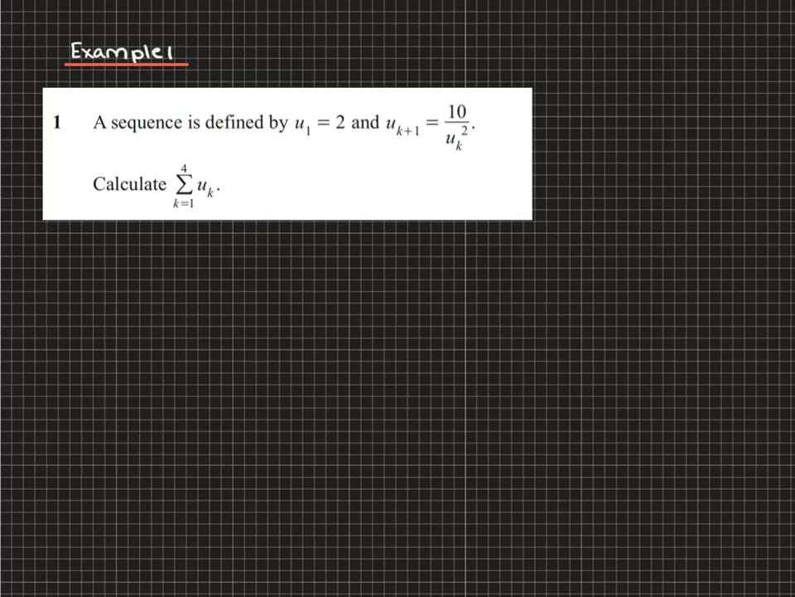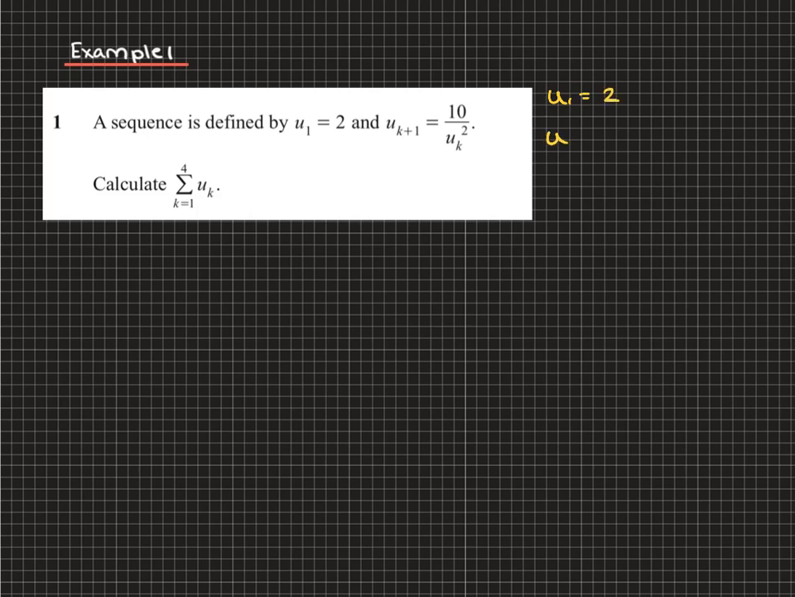So we're going to finish off by having a look at a few examples involving different types of sequences and ways of defining them. So question 1, a sequence is defined by u1 equals 2, and we are given an iteration formula here. It then asks us to calculate the sum of the first 4 terms here. So in order to calculate the sum of the first 4 terms, I need to know what these terms are. So we're given u1 is equal to 2.